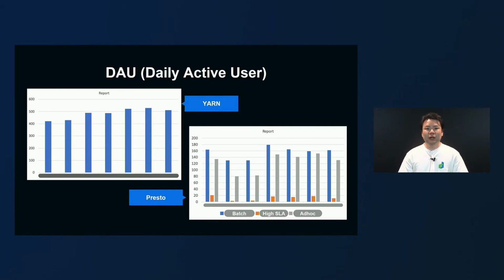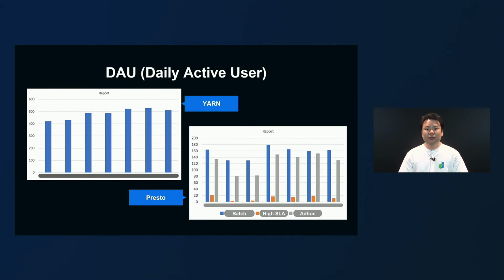First, here's DAU. On the left, you see the DAU of a yarn cluster at a particular point of time. Currently, the value is higher than 500. On the right-hand side, it shows the DAUs of the 3 Presto clusters at a particular point of time. To optimize Presto clusters by usage, we have 3 clusters. This could go as high as 200, and in total, it's about 300.